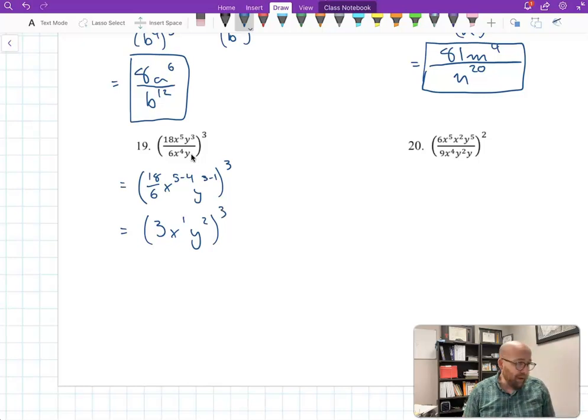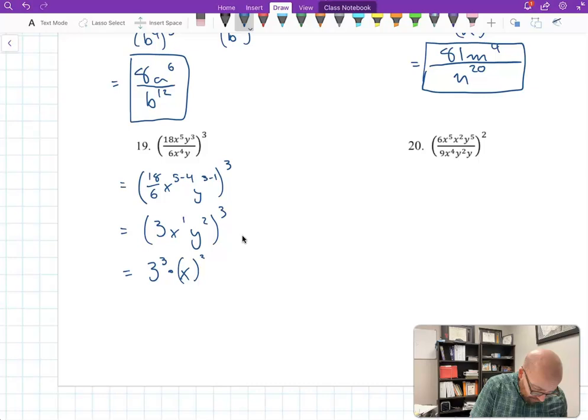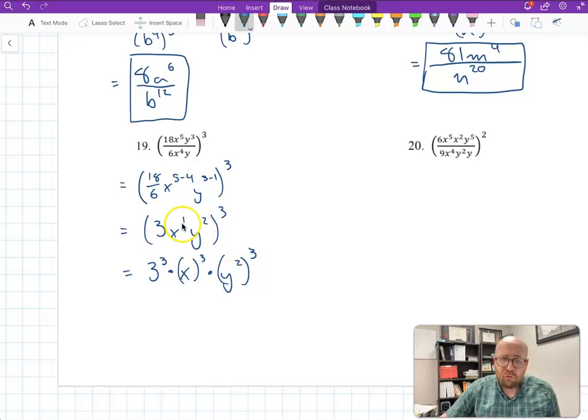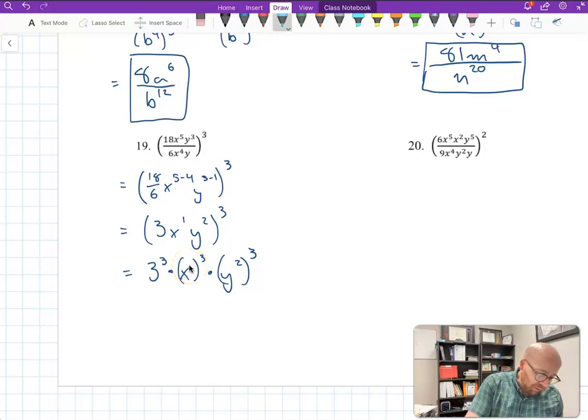And this is all being raised to the third power. Okay, now this exponent of 3 is going to be applied to every single factor in our parentheses. So we now have 3 to the 3rd times x to the 3rd times y squared to the 3rd. I just dropped my exponent of 1 because I don't need the 1 right here. You can leave the 1 if you want to.